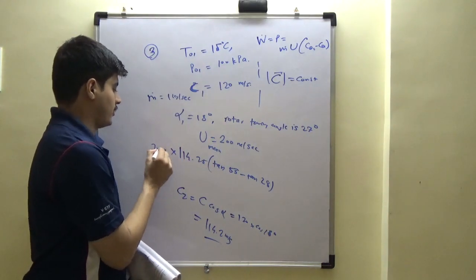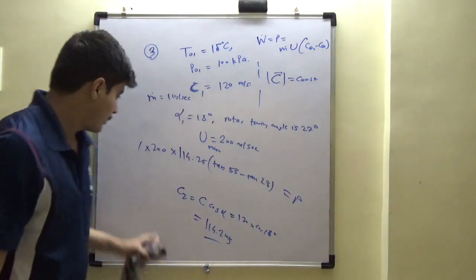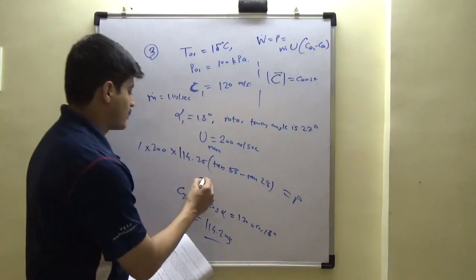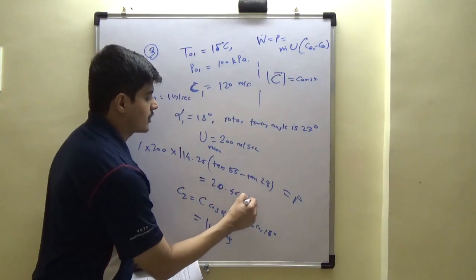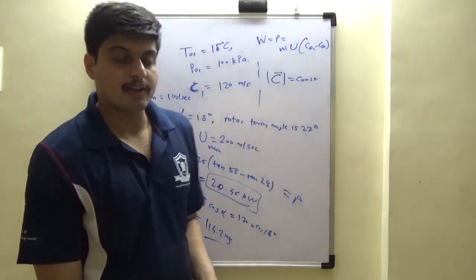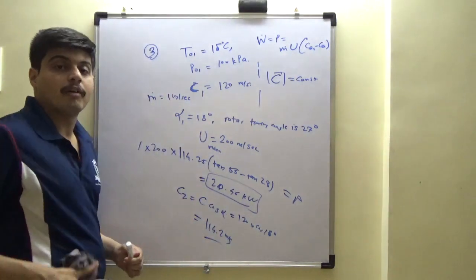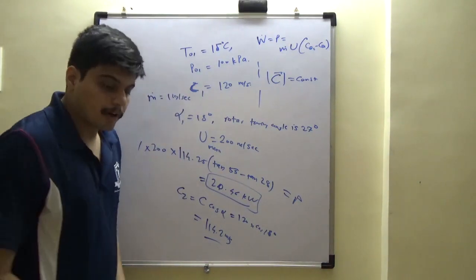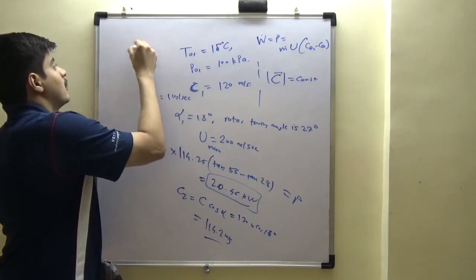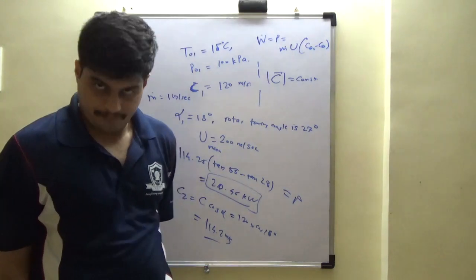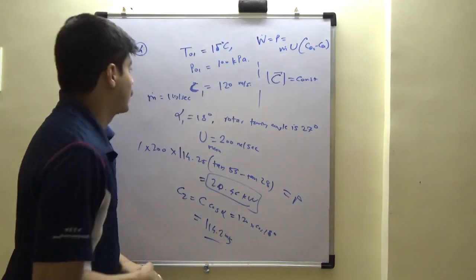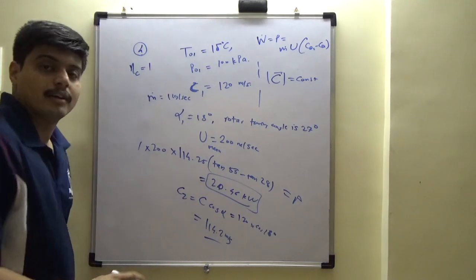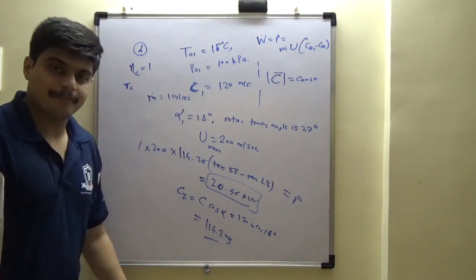Into 200 into 1, right? M dot u cz tan beta 1 minus tan beta 2. This you get as 20.46 kilowatt. So this particular compressor would require 20.5 kilowatt power to be extracted from turbine to do these operations. The next part of this question was, given this power information, and assuming eta of 1, impossible, but theoretically, find out the pi c.